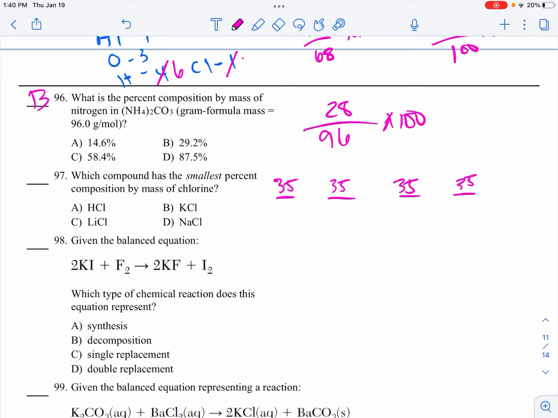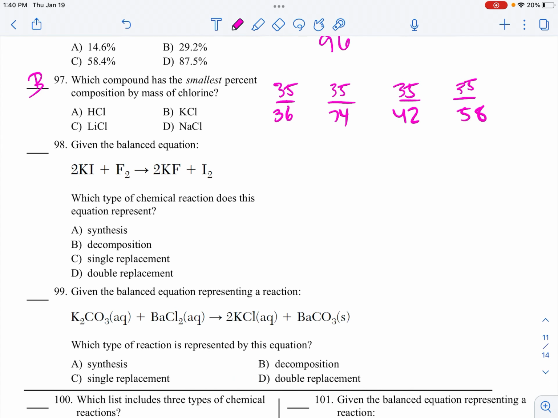HCl is 35 plus 1 is 36 times 100, of course. K is 39 plus 35, so that's 74. Lithium is 7 plus 35, so that's 42. And Na is 23 plus 35. All these would be percentages. Which is going to be the smallest percent? 35 over 74? 47%? I'm going with KCl.